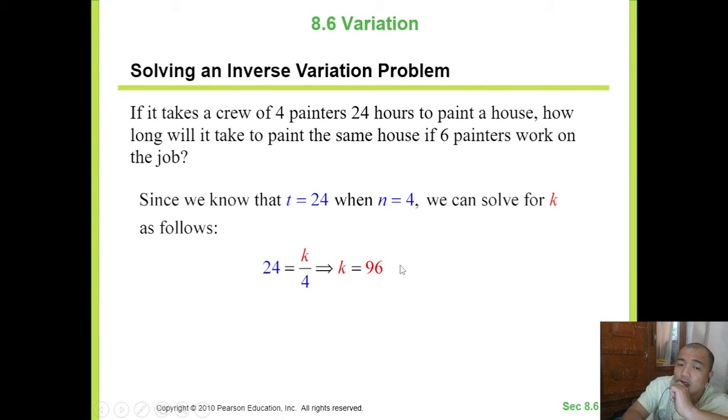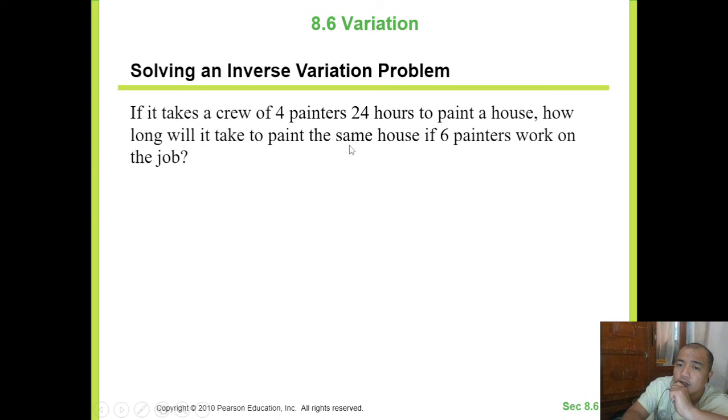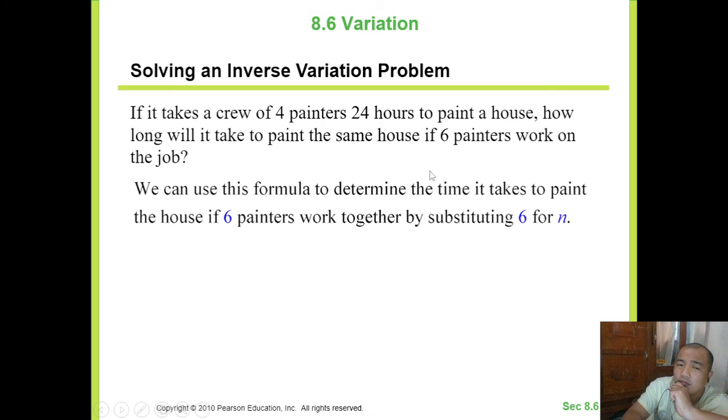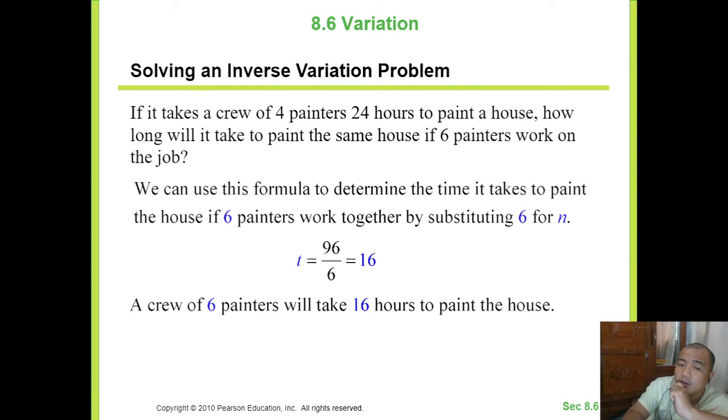Then substitute 96 into the formula t equals k over n. So t equals 96 over n. This is now our formula, or the variation equation. And from this formula, we can now answer the question here. How long will it take to paint the same house if 6 painters work on the job? T equals 96 over n. So if 6 painters work on the job, it takes them 16 hours. So a crew of 6 painters will take 16 hours to paint the house.